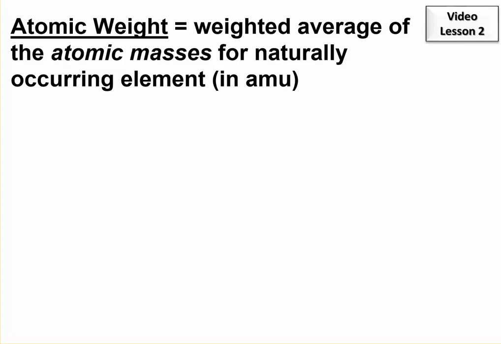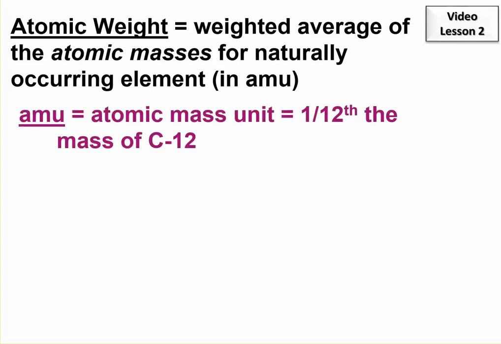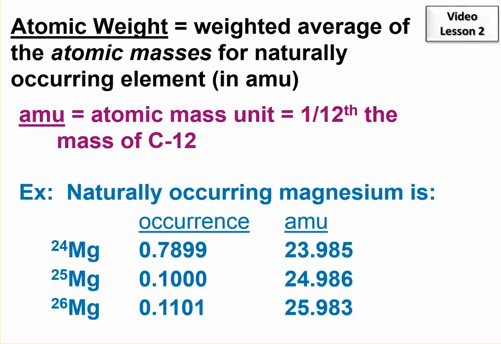You see, the problem with coming up with a mass for a given element's atoms is that not all atoms of, say, magnesium have the same mass. And that's because for magnesium there are 3 naturally occurring isotopes: magnesium 24, 25, and 26. And each one has a different mass because each one of these isotopes has a different number of neutrons.